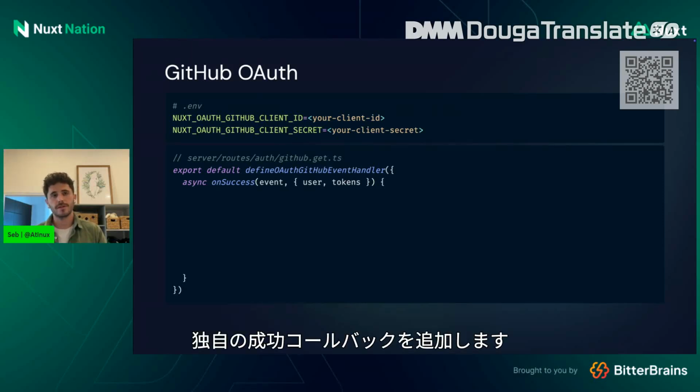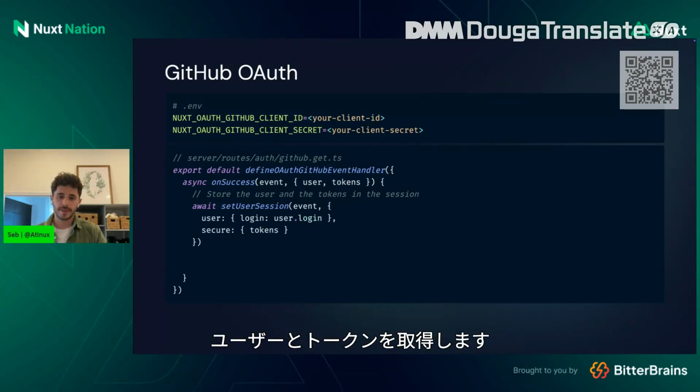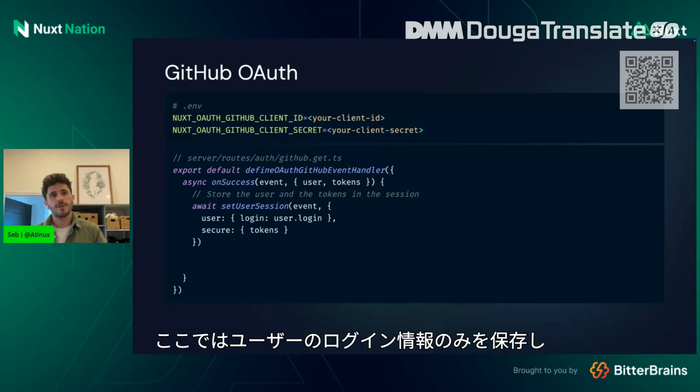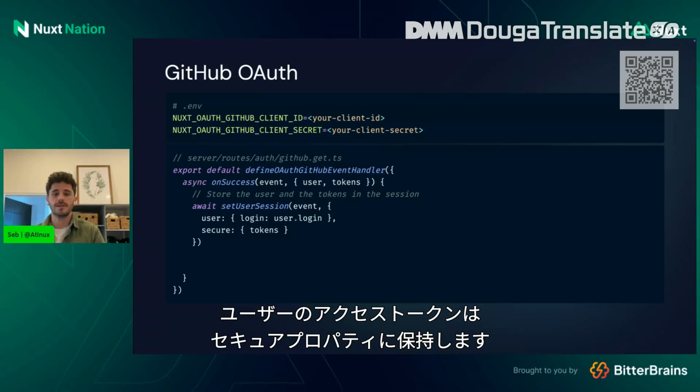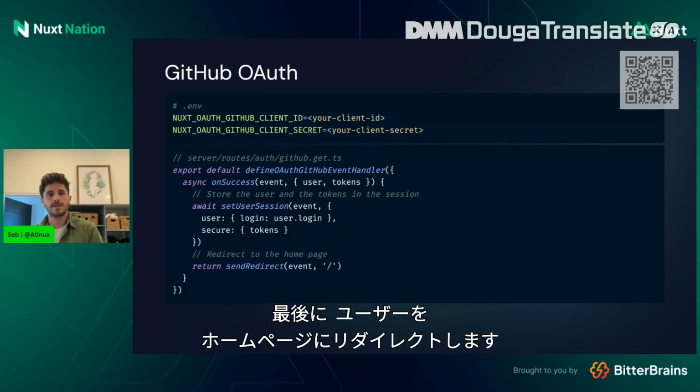We add our onSuccess callback. We get here the user and tokens back from the GitHub auth flow. Here we are storing only the user login and we keep the user access token in the secure property. Lastly, we redirect our user back to the home page.